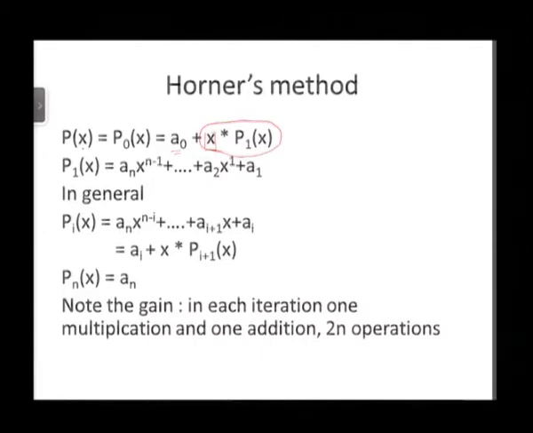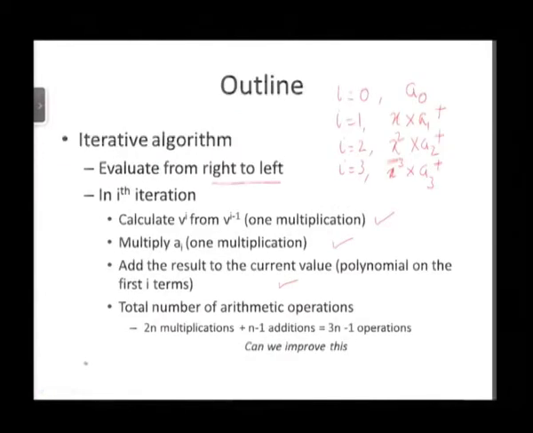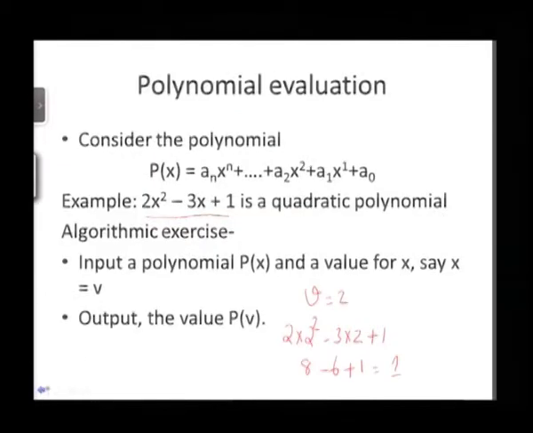For example, if you go back and look at p of x, the first n terms have x as a factor. You just take that out and consider the remaining polynomial, and what we get is p1 of x.